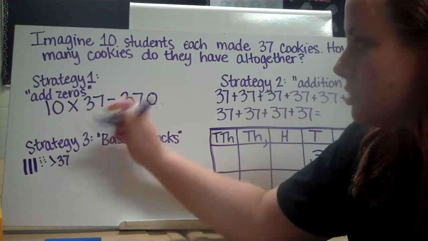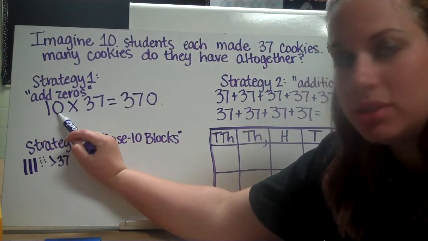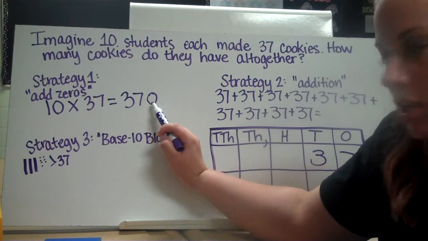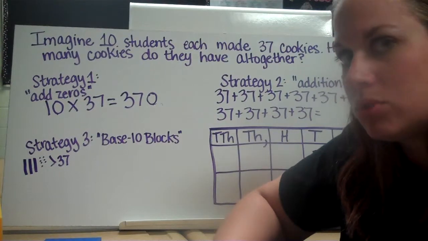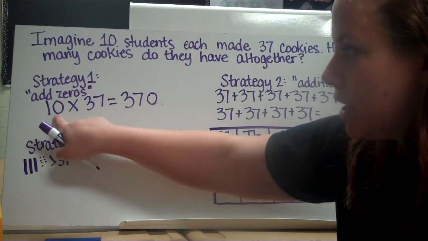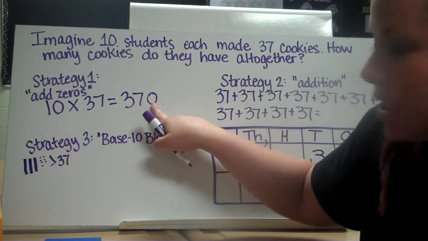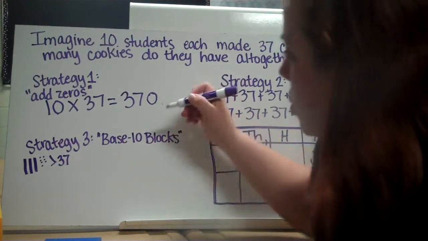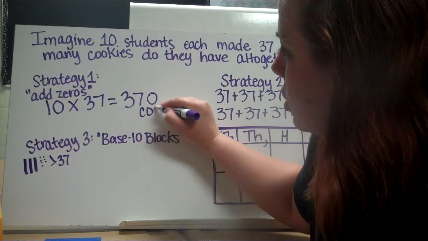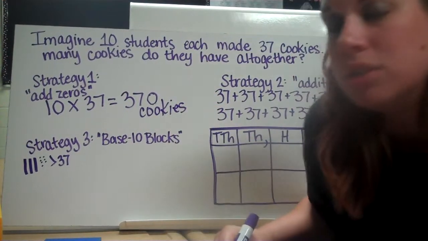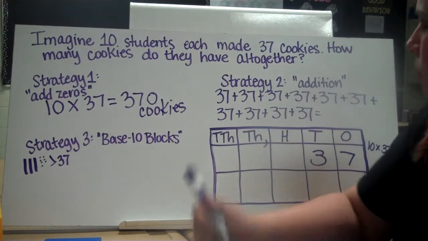Now if you notice, the 10 has 1 zero, and my answer has 1 zero. That's why it's called the add zero strategy. When you multiplied by 10, it put you over 1 spot, so you had to hold your place value with that 0. So this is 370 cookies. We always want to make sure we add our unit at the end, whatever we're talking about.